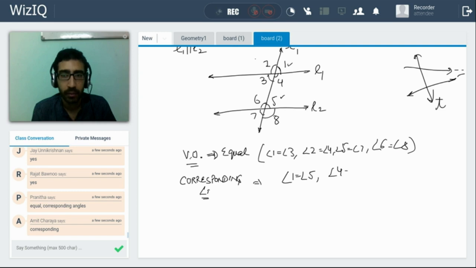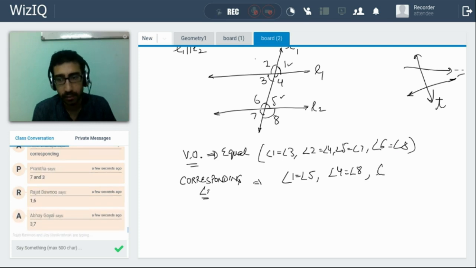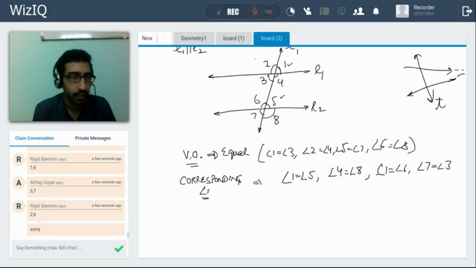Angle 4 is equal to angle 8. That is also a corresponding pair of angles. Could you tell me any other pair of corresponding angles here? 7 and 3, 1 and 6. Excellent. So that completes our list: angle 1 is equal to angle 6, angle 7 is equal to angle 3. Excellent, very good.